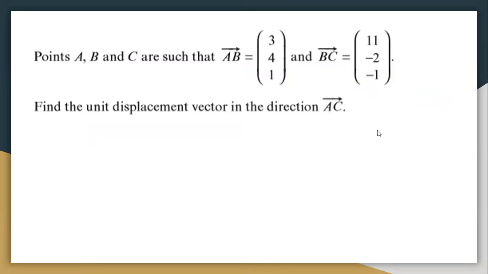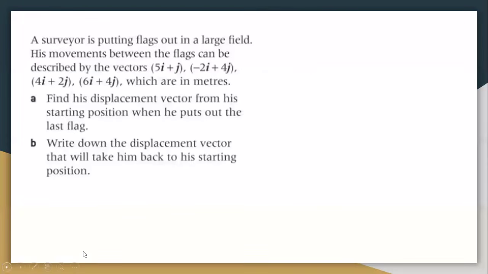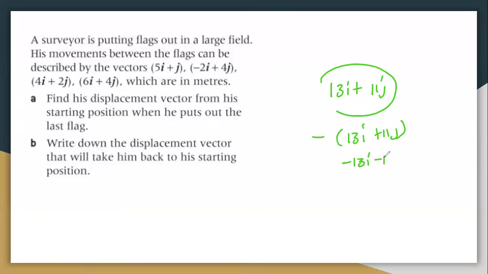Oh, how to do part B? Part B, they want you to come back. So coming back, we said you just get the negation. Since this is the one that takes you back, it is the negative of this, the change in direction. So you just put negative of 13i plus 11j, which you can write as negative 13i minus 11j. That's when you're coming back.